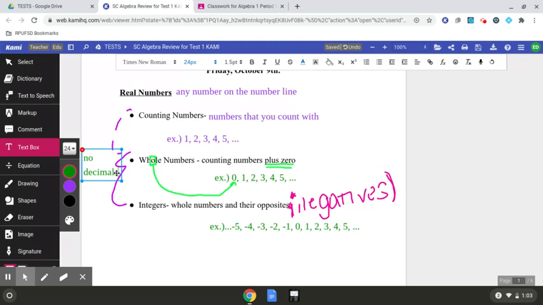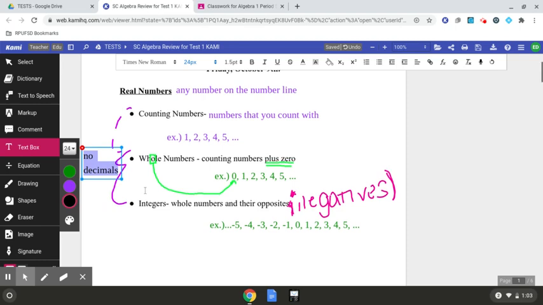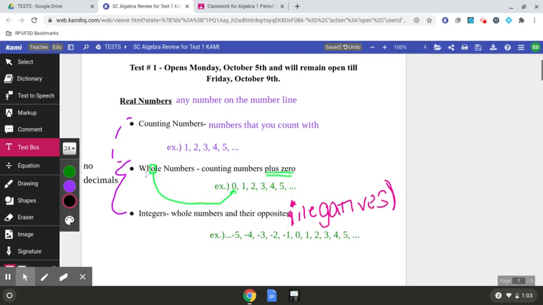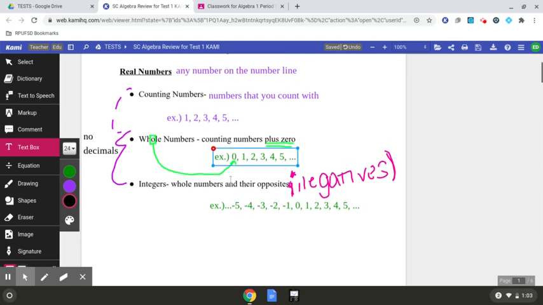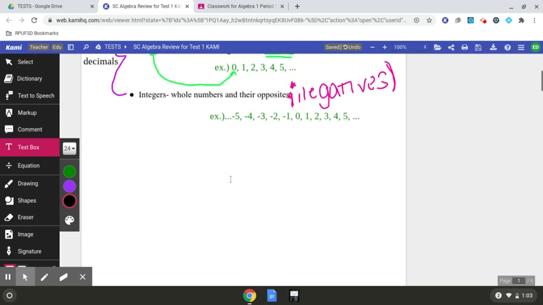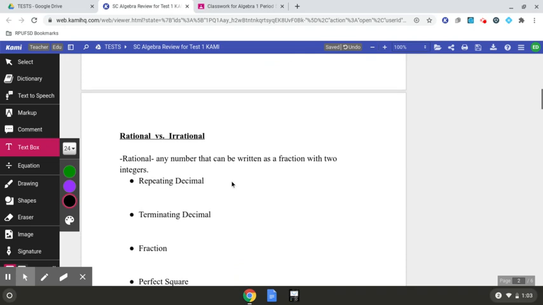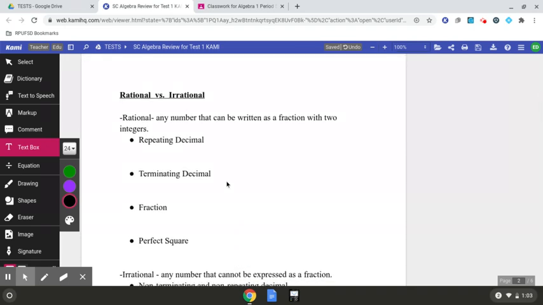Those decimals, however, are still considered rational numbers, right? They are numbers that still exist in the world of math. So all three of these sets of numbers are still real numbers, but we can classify them now as something called rational. And I like to think of rational numbers as numbers that make sense, right? But by definition, a rational number is any number that can be written as a fraction with two integers. So I can take most decimals and convert them to fractions, which allows me to then call them rational.